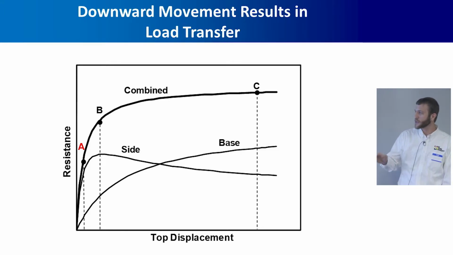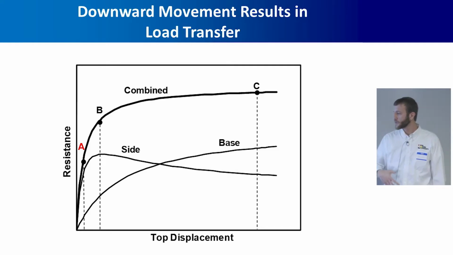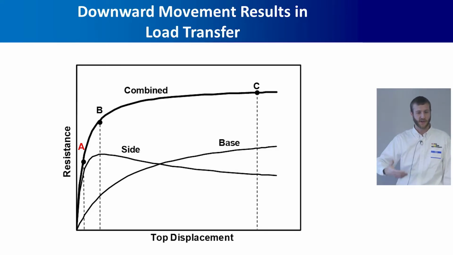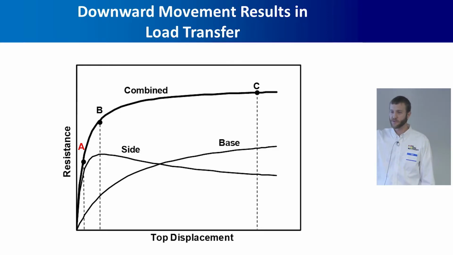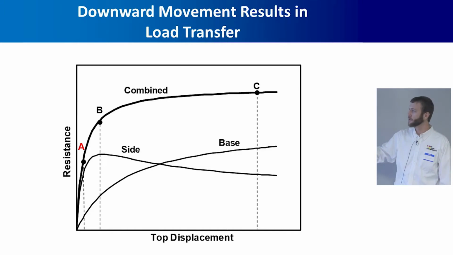The key takeaways from this slide are, one, that side and base resistance develop at different displacements. Also, we give the shaft a number that we call its nominal resistance or nominal capacity, but that's not a real well-defined point on this curve. You have to use some engineering judgment to select the axial resistance of this shaft, and that depends on what is a tolerable displacement and what kind of material you're in.